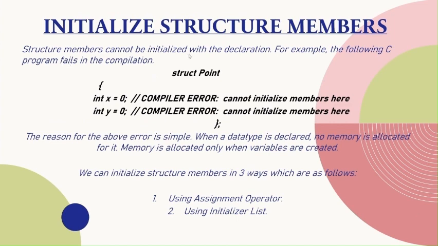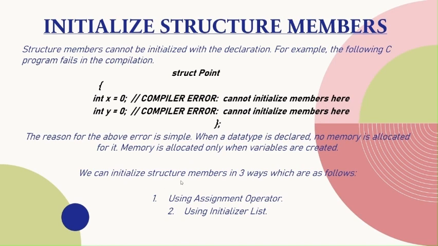Structure members cannot be initialized within the declaration. For example, the following C program fails in compilation. Here we are trying to initialize both the member variables, x and y, with zeros, which is not possible because we are inside the structure. The reason for the above error is simple. When a data type is declared, no memory is allocated for it. Memory is allocated only when variables are created.